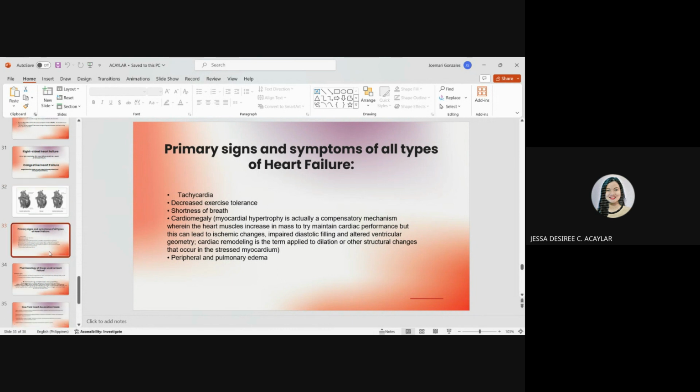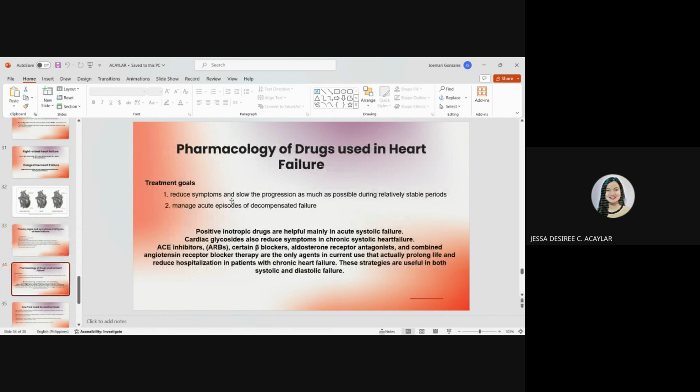So, pharmacology of drugs used in heart failure po. So, ano po ba yung goal natin dito? Yung treatment goal natin is to reduce the symptoms and slow the progression as much as possible during relatively stable periods, and manage acute episodes of decompensated failure.